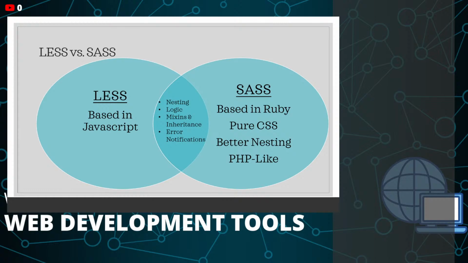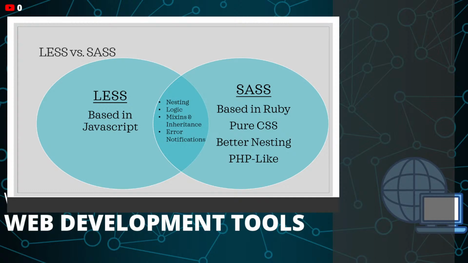It does better nesting. And it's sort of PHP like we mentioned, right? Like it's sort of a different layer that gets run through a process, converted into CSS, and sent to the browser. So it looks very similar to regular CSS, but the changes are there, right? And so we can see that both of these sort of have this overlap here in the middle: nesting, logic, mix-ins, and inheritance.